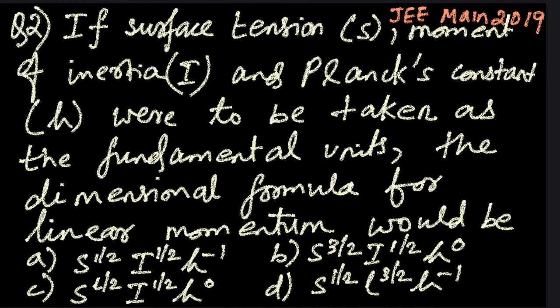Let us proceed to the second question. This came in year 2019 in JEE Mains. The question says, if surface tension S, moment of inertia I and Planck constant h were to be taken as the fundamental units, the dimensional formula for linear momentum would be? So in this question you have to find the dimensional formula of linear momentum in terms of surface tension, moment of inertia and Planck constant. So let us start.